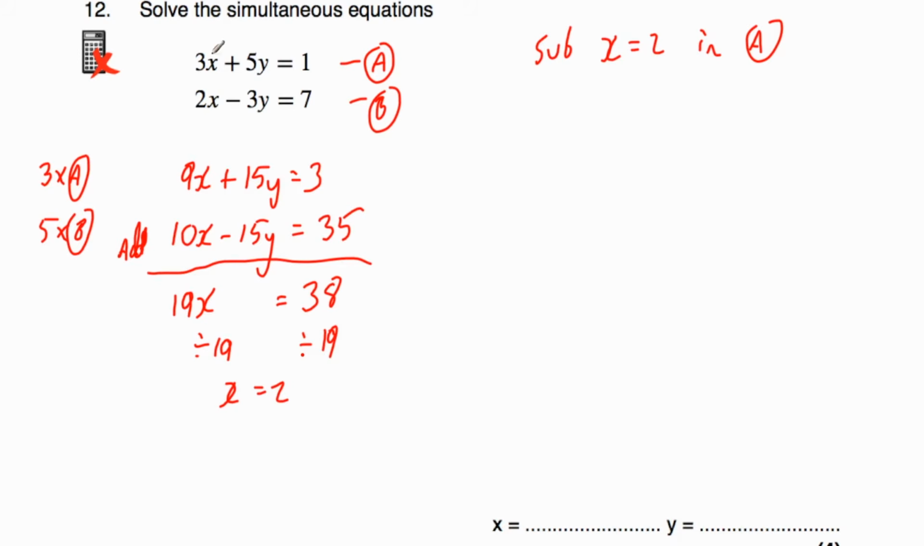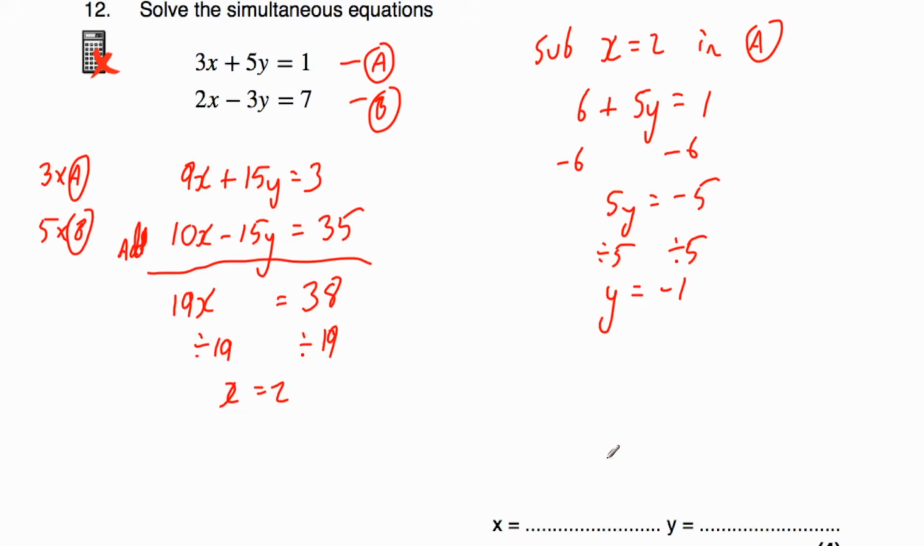And if we do that, we get 3 times x, 3 times 2 is 6, plus 5y equals 1. Now let's take away 6 and take away 6. So that will leave us with 5y equals, and 1 take away 6 would be minus 5. So we've got 5y equals minus 5. Let's divide by 5 and divide by 5. So 5y divided by 5 is just y. And then on the right hand side, we've got minus 5 divided by 5. And 5 divided by 5 is 1. A negative divided by positive is a negative, so it's going to be minus 1. So answers are x equals 2 and y is equal to minus 1.